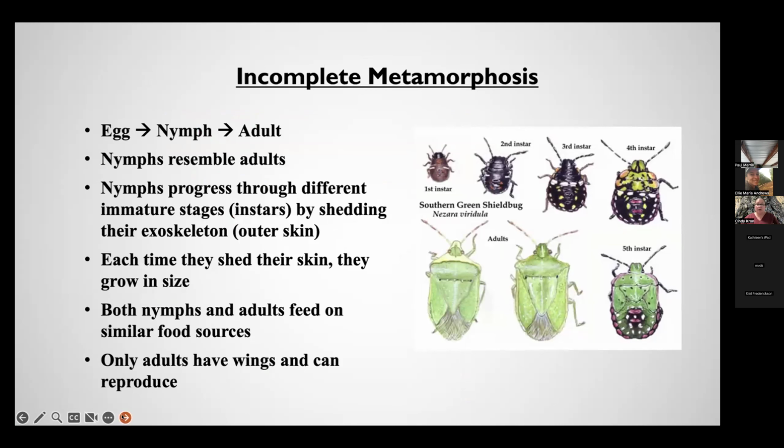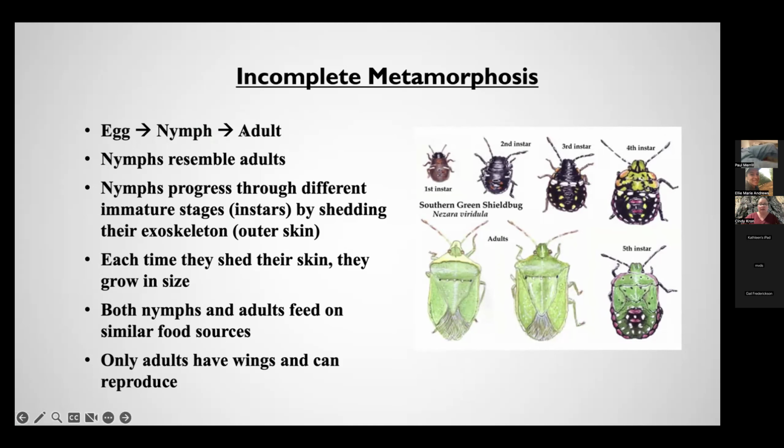So, incomplete metamorphosis, also known as hemimetabolous. We're looking at stink bugs on the right and how the development looks from your first instar. Instar is a fancy word for immature stage. So it goes egg, first, second, third, fourth, fifth, and then the adult. Insects will go through anywhere from 3 to 6 immature stages, depending on the species. This one specifically, the southern green shieldbug, goes through 5 immature stages before it emerges as an adult.